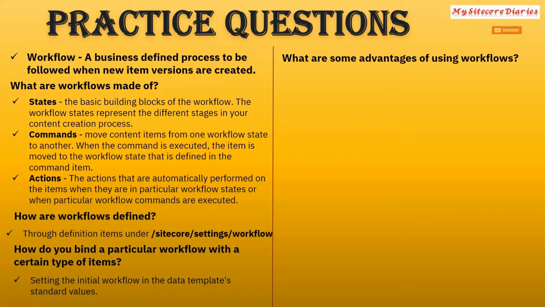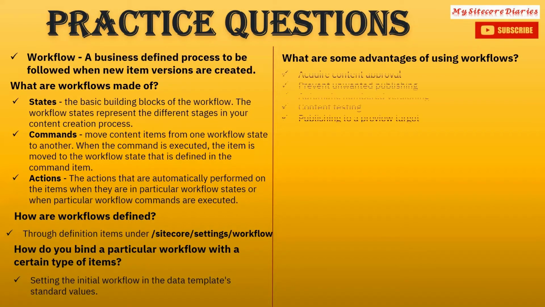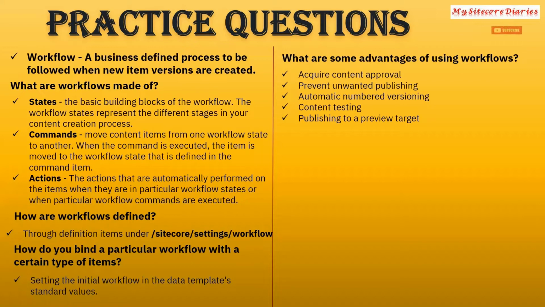What are some advantages of using workflow? Why should we be using the workflow? It requires content approval, so it has a content approval flow. So the content which is getting published on the website is controlled. Prevent unwanted publishing. Again, it is controlled publishing. Automatic numbered version. So when you create an item, it will create another version. So it means automatically numbered versions get created. Okay, so you can go back to the old version also. Content testing can be possible, and publishing to a preview target. So you can publish it to the preview target. These are the advantages of using workflow.